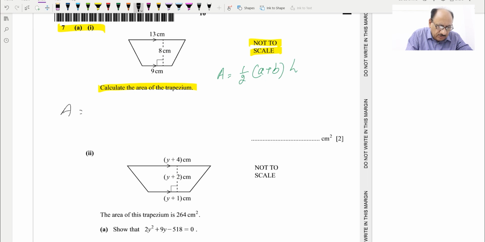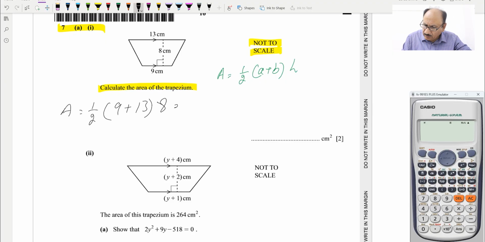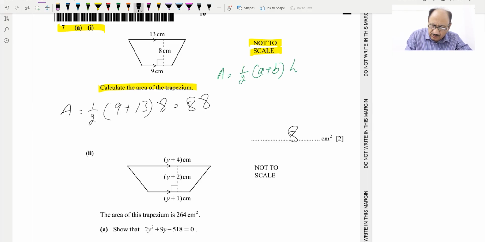So area will be equal to a plus b, the parallel sides, so 9 plus 13, into h, the perpendicular height, which is 8. We can write this as 0.5 into 9. We need to put brackets, otherwise it will be a problem. So 9 plus 13 multiplied by 8 will be equal to 88. So this will be our answer, and this is for 2 marks.